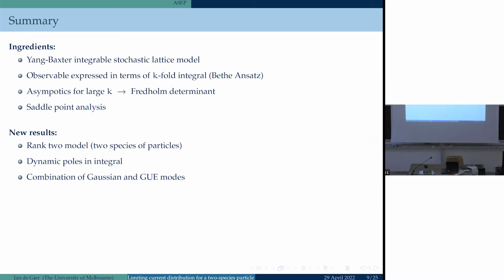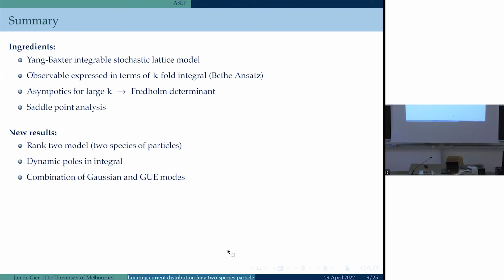So the ingredients of this were that there's a Yang-Baxter integrable stochastic lattice model, so that allowed you to write down a multiple contour integral expression exactly. So observables are expressed in terms of such k-fold integrals using techniques that are very similar to Bethe-Ansatz. Then you'd like to know asymptotics for large k, and for that you need to transform the problem to a Fredholm determinant in which k appears as a free parameter. You can analytically continue and then do a saddle point analysis, and you get these distribution functions out of it. So I didn't show that last bit, but I will in the rest of the talk.